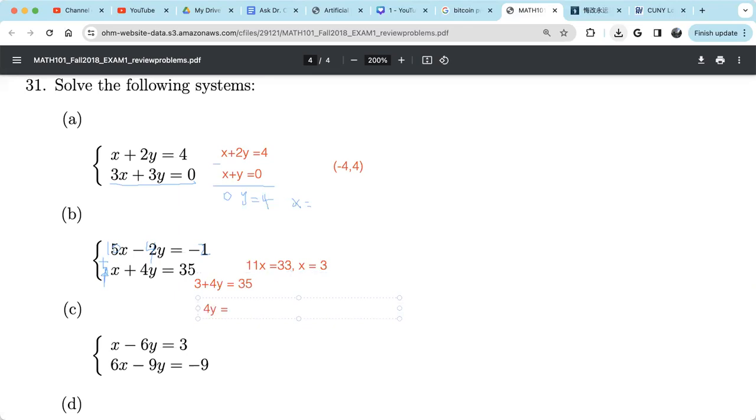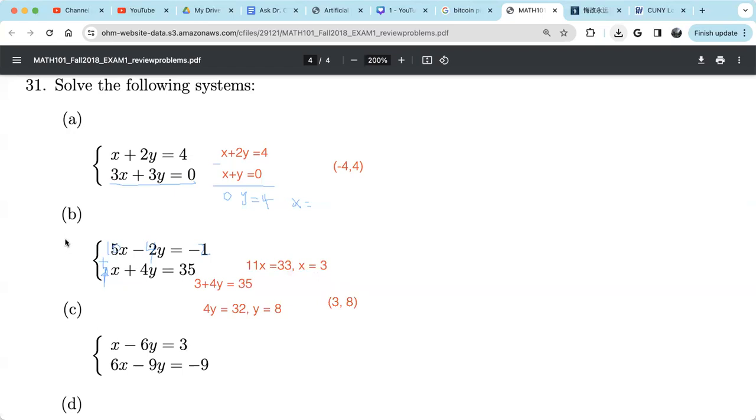Then 4y equals 35 minus 3, that's 32. Then we divide by 4. 4 times 8, that's 32. So the solution for this one, again, is a point. The x value is 3, the y value is 8. That's it.